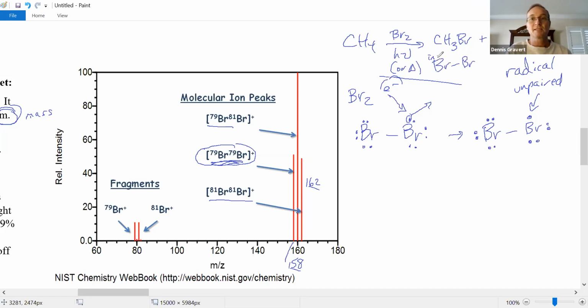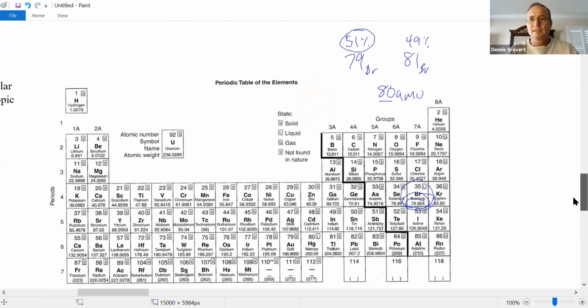In the initiation step, we said the heat or light would break this covalent bond and make two radicals, bromine with a dot. Okay, that's what we got down here. These are radicals. Radicals are molecules or atoms containing unpaired electrons. But what else? When we knocked out an electron, originally, let's see, each bromine is element 35, right? Periodic table, please. There it is. Yep, element 35 is bromine.